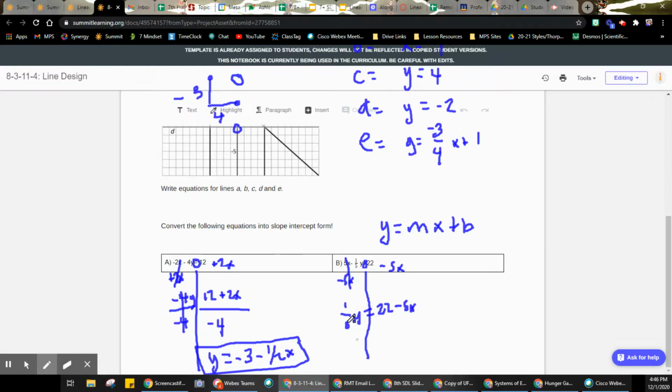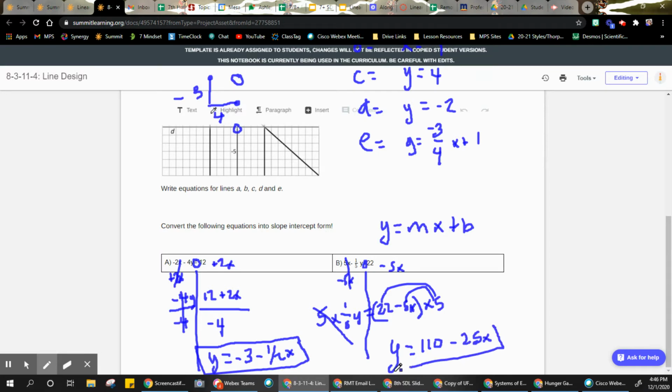So now I need to get rid of the 1/5. Remember that multiplying by 1/5 is the same thing as dividing by 5. Well, the opposite of dividing is multiplying. So I'm going to multiply by 5 to cross it out. So that means I need to multiply by 5 on this side too. So that's going to give me y equals, and now I have a distributive property problem, and I have to multiply both terms by 5. 5 times 22 is 110. Minus 5 times -5x is going to be 25x. So my answer for this one is y equals 110 minus 25x.